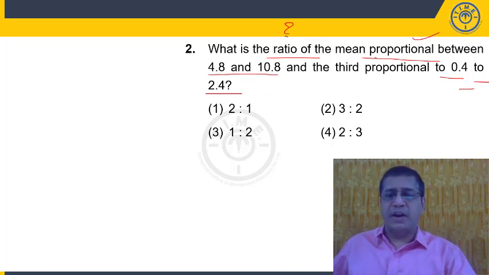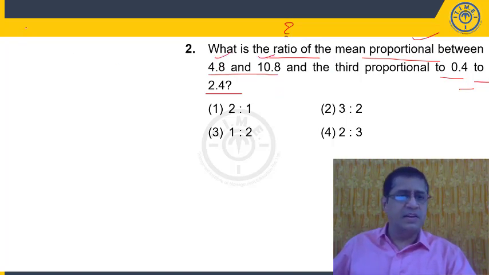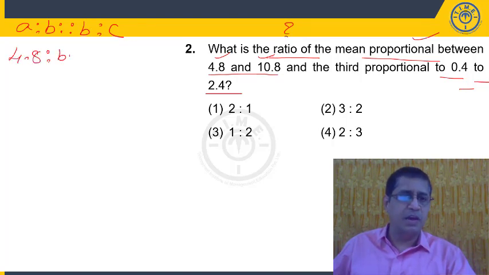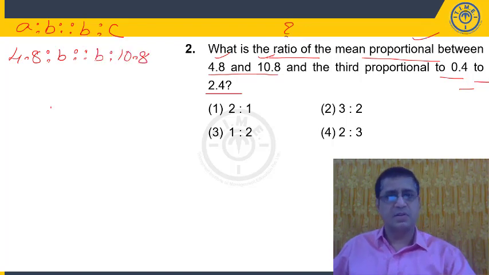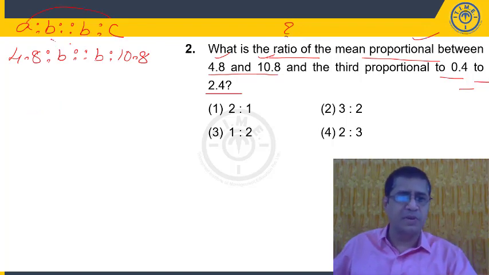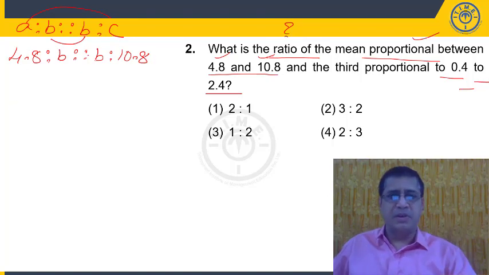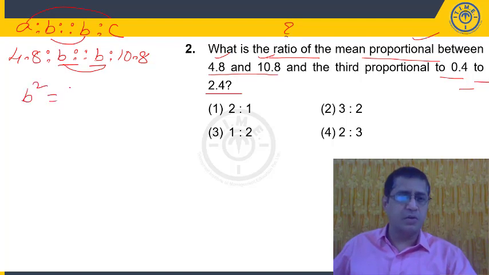Now we need to find the mean proportional of 4.8 and 10.8. What is the discussion here? A is to B as B is to C is called continued proportion. Here 4.8 is to B as B is to 10.8. What is the basic formula in ratio and proportion? Product of extremes is equal to product of means. AC is equal to B square. Similarly, here when you multiply these two, we get B square. B square is equal to 4.8 into 10.8.